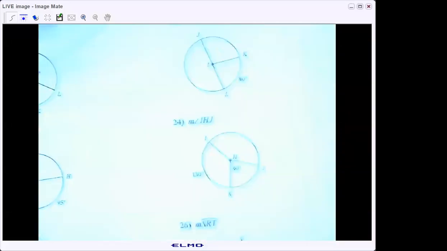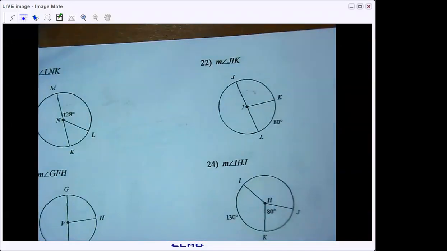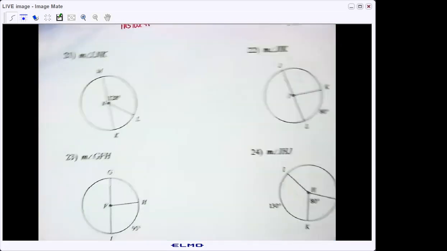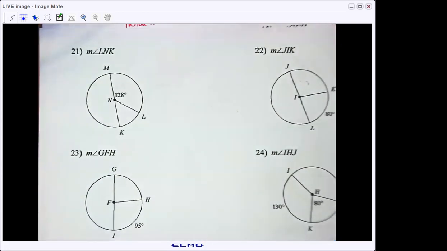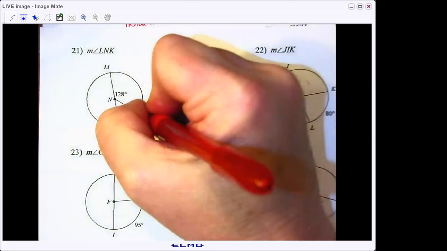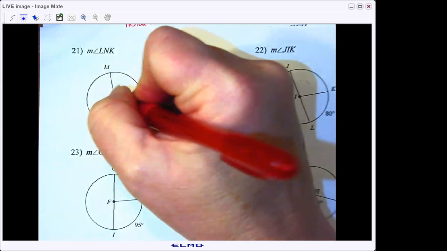All right, so let's move to the last page. We have just enough time. You guys are going to run through these 10 problems because you're super smart. Okay, so first thing we need to do is identify what we are needing to solve for. Angle LNK, from L to N to K.